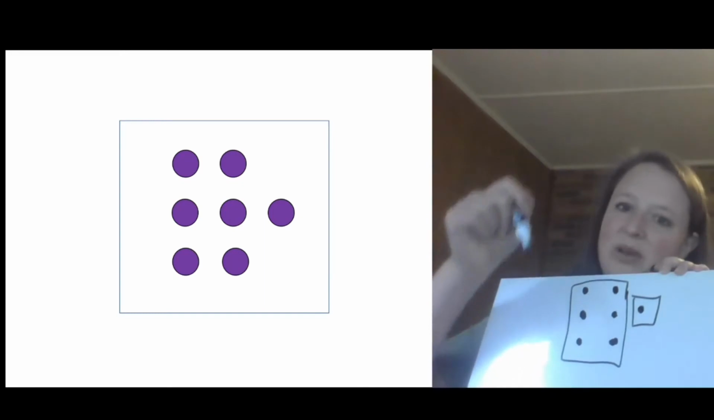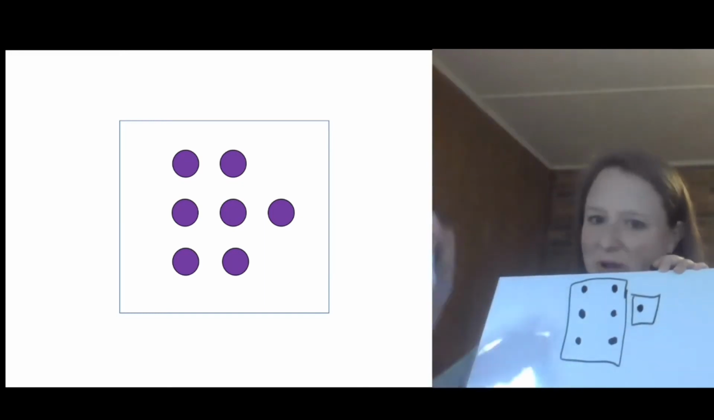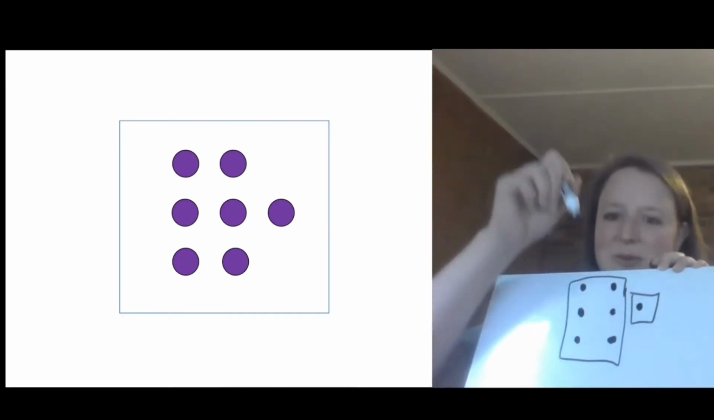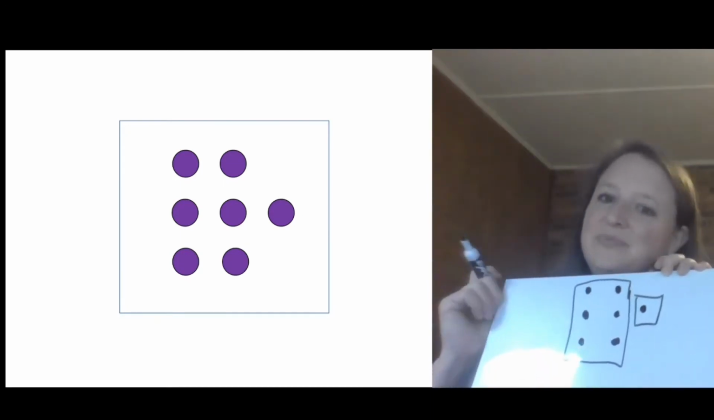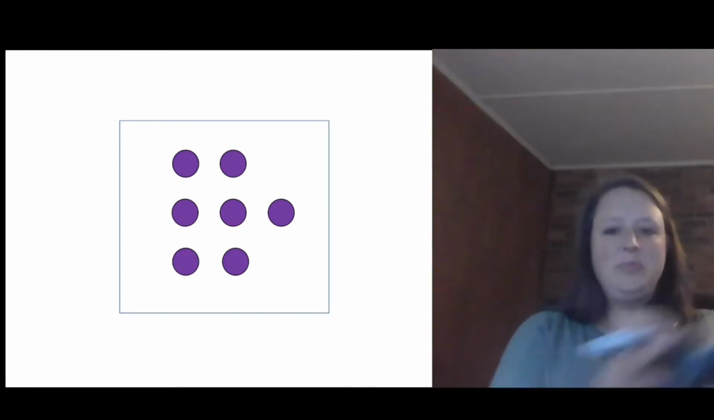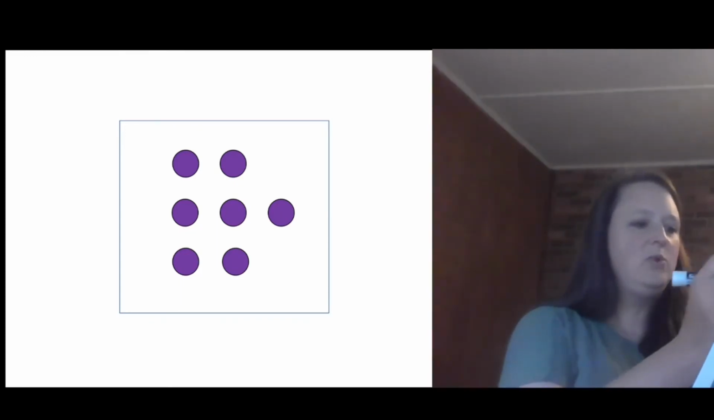Because when we count, we go 6. And when we put 1 more apple or 1 more ant or 1 more duck, we go 6, and 1 more gives us a count of 7. Nice job. How else did you see 7 besides seeing 6 and 1?